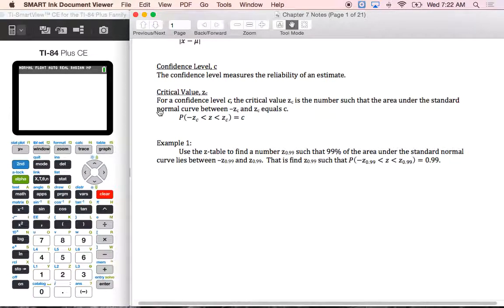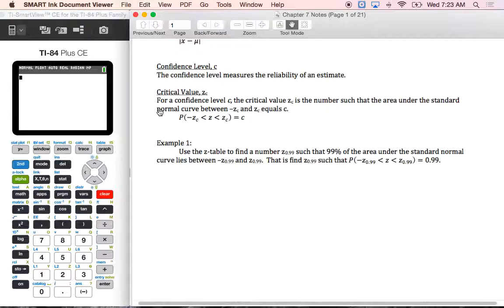Your confidence level measures the reliability of an estimate. When we look at confidence levels, we might have a 50% confidence level, an 80% confidence level, a 95% confidence level. That's how confident, or how reliable, our estimate is going to be when we find it. Your critical value, your ZC. For a confidence level C, the critical value ZC is a number such that the area under the standard normal curve between negative ZC and positive ZC equals C. Kind of confusing, but it'll make more sense when we get to our next slides.